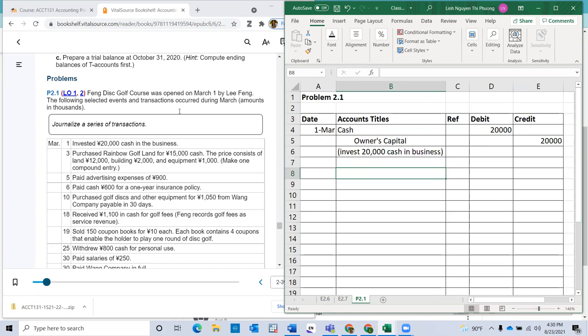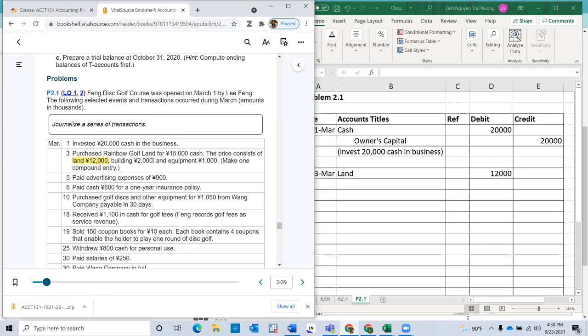Okay, and March 3, what happened? We buy land, right? How much land did we buy? It's 12,000, okay? Land 12,000, all right? So land is an asset. When assets increase, we debit. And then what else we buy? We buy building 2,000, equipment 1,000, okay? And did we pay money? Yes, it says for 15,000 cash, all right?